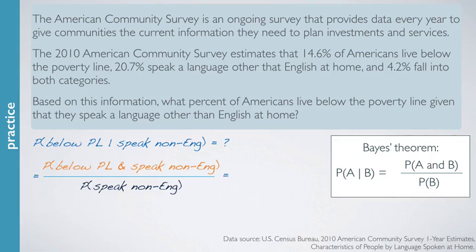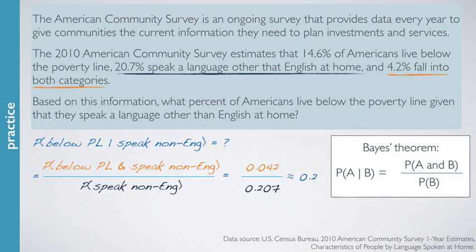First, we're told that 4.2% meet both of these criteria. So we know that our numerator is going to be 0.042. And 20.7% speak a language other than English at home, so the marginal that goes in the denominator is 0.207, which gives us a conditional probability result of roughly 0.2, meaning that roughly 20% of Americans who speak a language other than English at home also live below the poverty line.